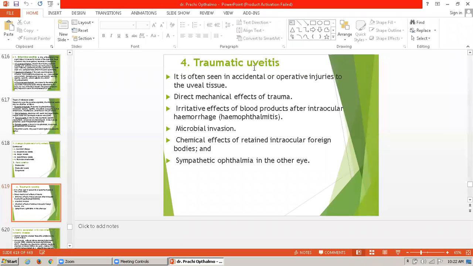Fourth one is traumatic uveitis. It is often seen in accidental or operative injury to the uveal tissue. This includes the direct mechanical effect of the trauma, the irritative effect of blood products after intraocular hemorrhage, that is hemophthalmitis, microbial invasion, and chemical effect of a retained intraocular foreign body, and sympathetic ophthalmia in the other eye.